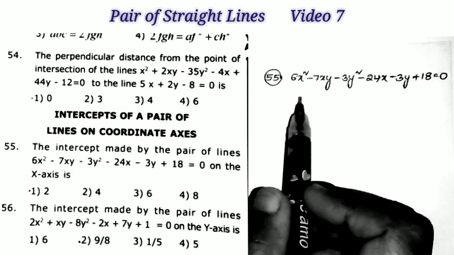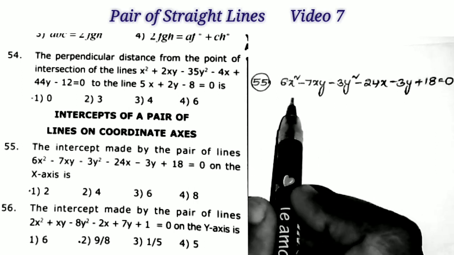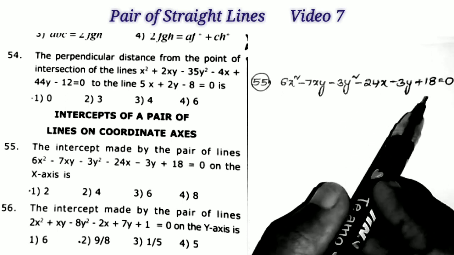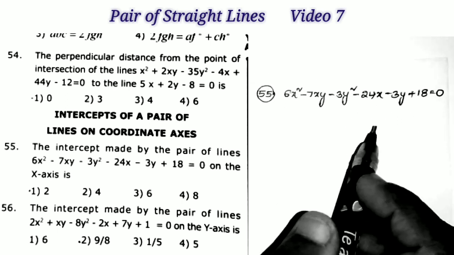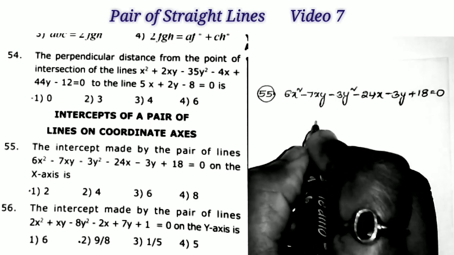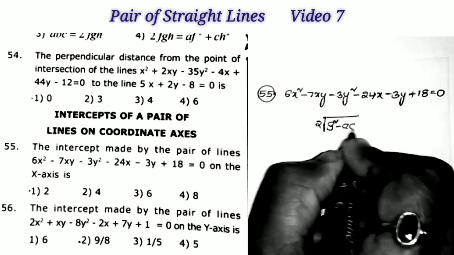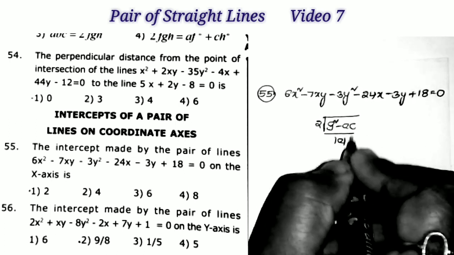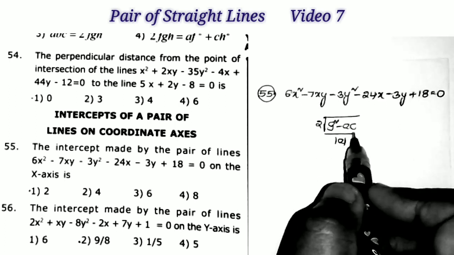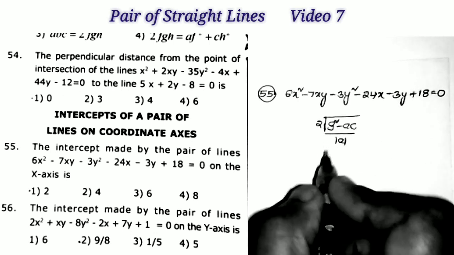The intercepts made by the pair of lines on the x-axis. Intercepts made by the pair of lines 6x square minus 7xy minus 3y square minus 24x minus 3y plus 18 is equal to 0 on the x-axis. That is x-intercept. What is the formula for x-intercept? 2 root g square minus ac by mod a. Okay, this is the formula for finding the x-intercept, the intercepts made by the lines on the x-axis.